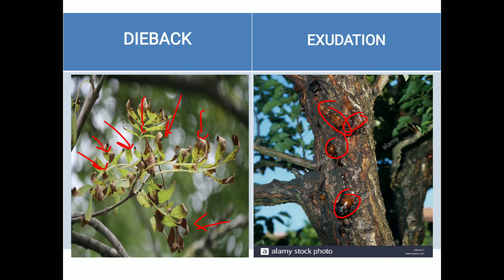So depending on the reason, which exact reason is for that dieback, we can use the next one is exudation. So exudation means what? Gummy or gum-like substances are exuded from the infected portion, which is infected due to the attack of bacteria or some fungal species. For example, citrus gummosis is the best example of exudation.